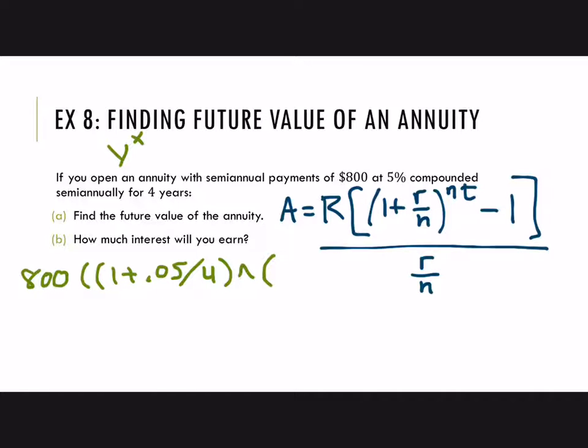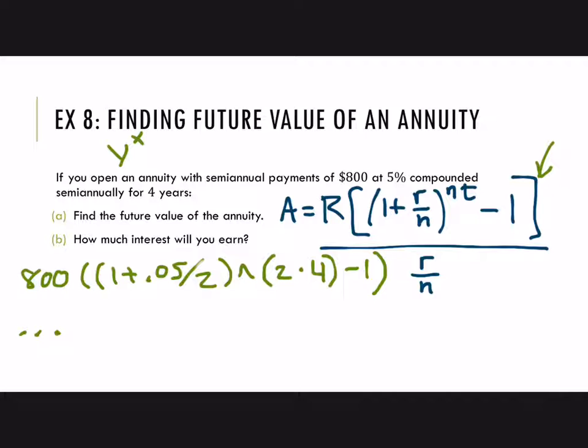Okay, so n is 2, this is semi-annually. And then T is for the annuity's open for 4 years. Close the parentheses, we're done with the exponent. Subtract 1, and then we need another parentheses, that's this bracket in the numerator. Okay, and then we can still keep going, so I'm going to need a new line here.